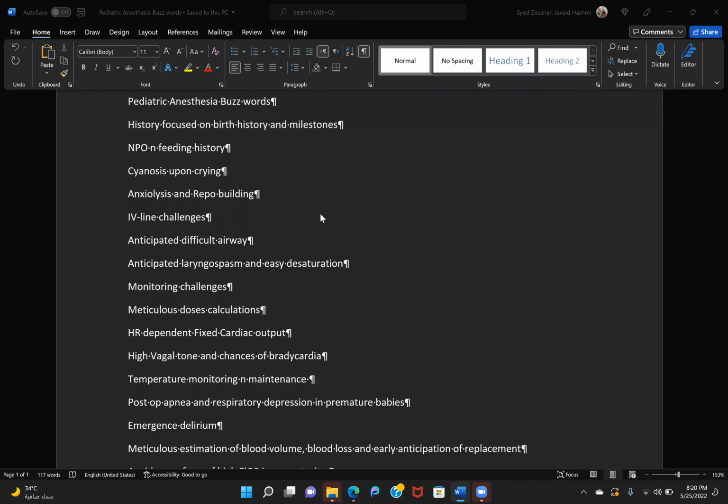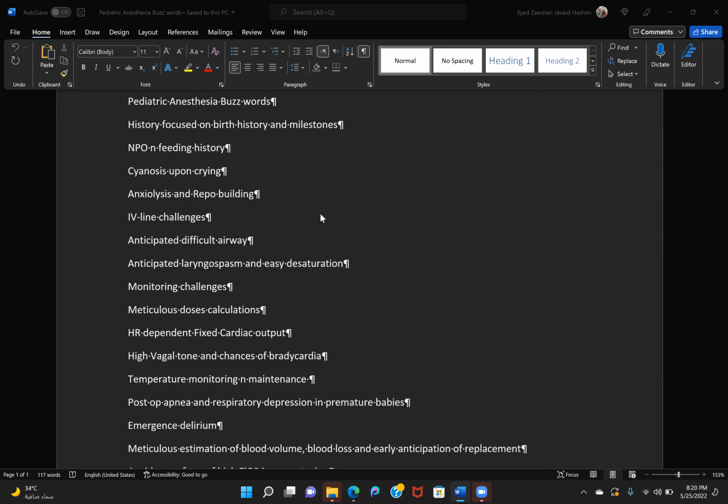So for anxiolysis, you have to do rapport building. In some countries or some setups, you have a mock play area where the same things which the baby will be facing in the operation theater, they make a model for it, and this is also a way.